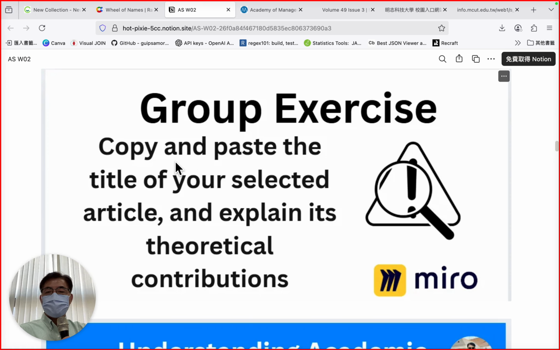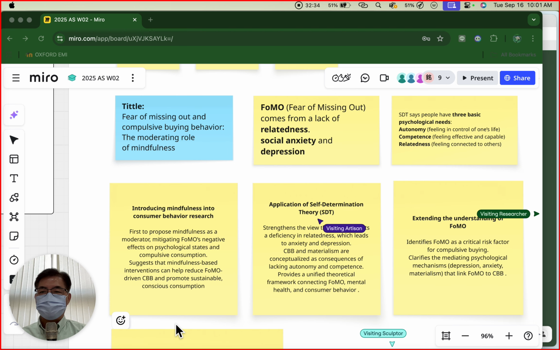After you have decided, please copy and paste the title and explain its theoretical contribution of that article. Okay. Group 1. Okay, thank you so much.